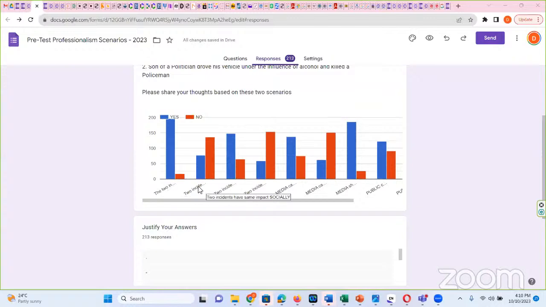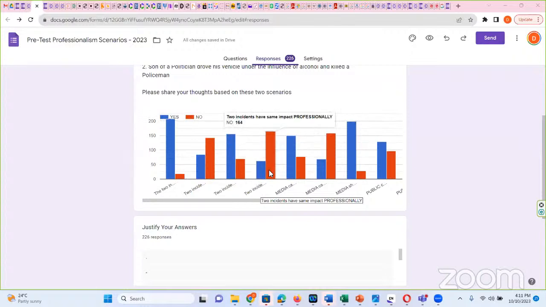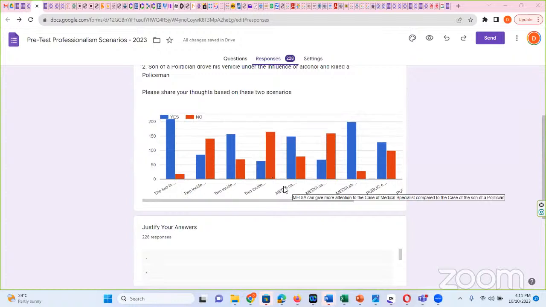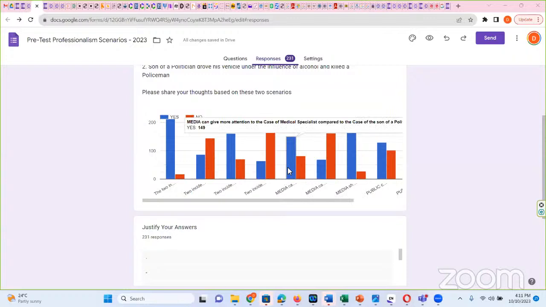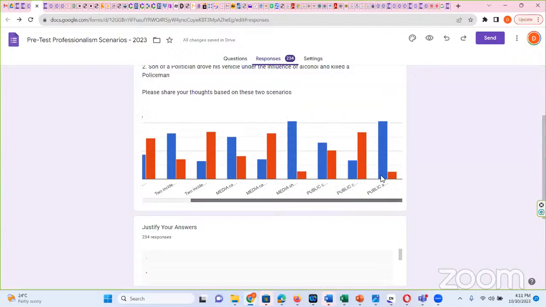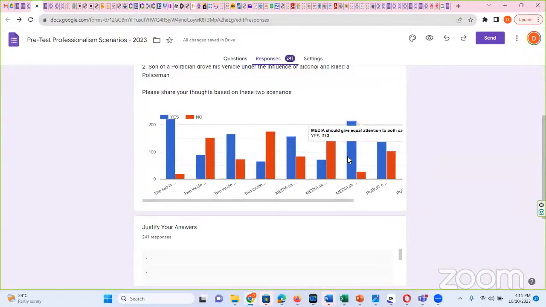Okay. Do the two incidents have the same impact socially? Yes, mentioned by 78 and 139 mentioned no. Do the two incidents have the same impact ethically? Yes and no. Do the two incidents have the same impact professionally? Yes, 62 and 164 no. Media can give more attention to the case of the medical specialist? Yes. The son of the politician? Yes. Media should give equal attention to both? Yes. Public should give equal attention? Media should.